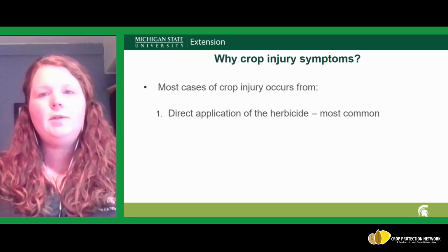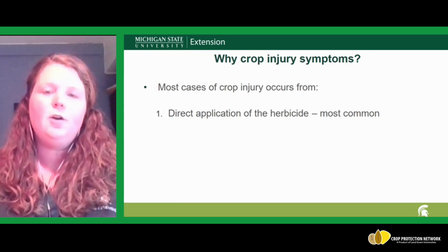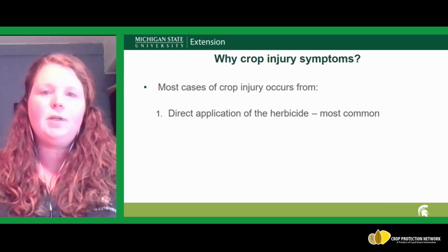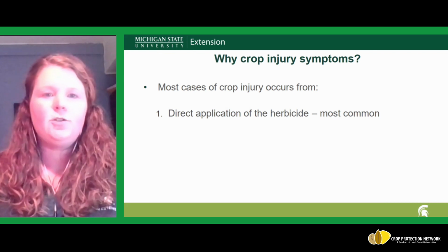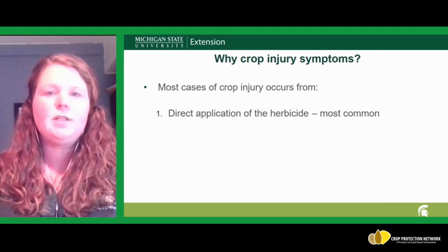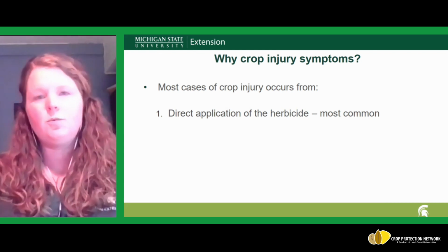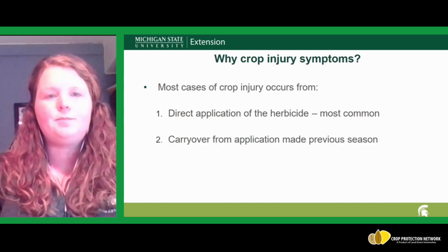So why do we see herbicide symptomology on crops? The first, and most common, is direct application of a herbicide to that crop, either by mistake, or at the wrong rate, or at the wrong application timing. Some crops can detoxify that herbicide when they're smaller, and then when they get larger, we might see some symptoms. So maybe we applied that herbicide at the wrong time.